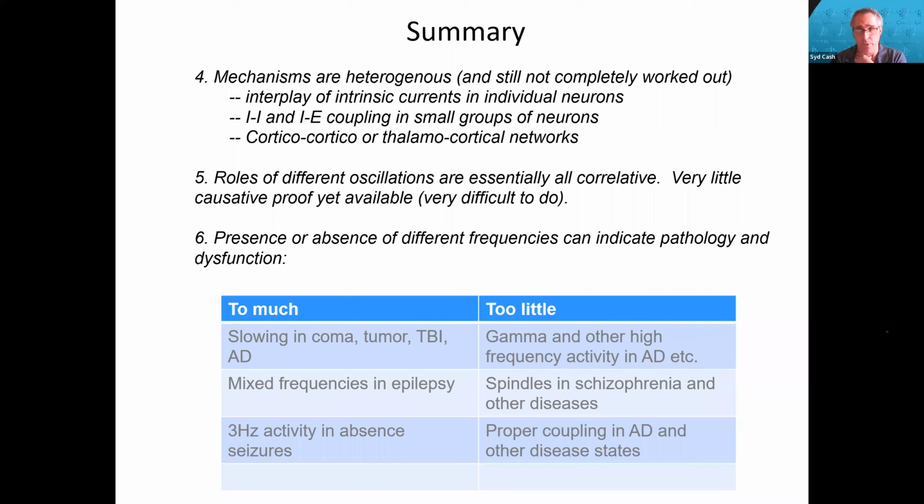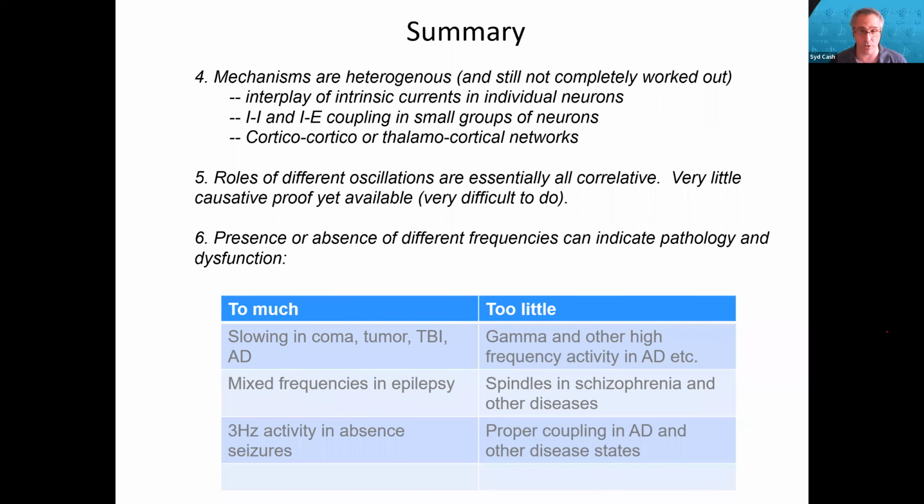The presence or absence of these different frequency bands or oscillations can indicate pathology and dysfunction. I just list a few of them here: we see slowing in a whole range of different pathologies. We see too little gamma in those same pathologies, really. Lots of different frequencies in epilepsy. None of these are pathognomonic for a given disease or disease state, but they give you some hints as to what is happening and what the underlying pathophysiology might be, or at least what the consequences of that disease might be.